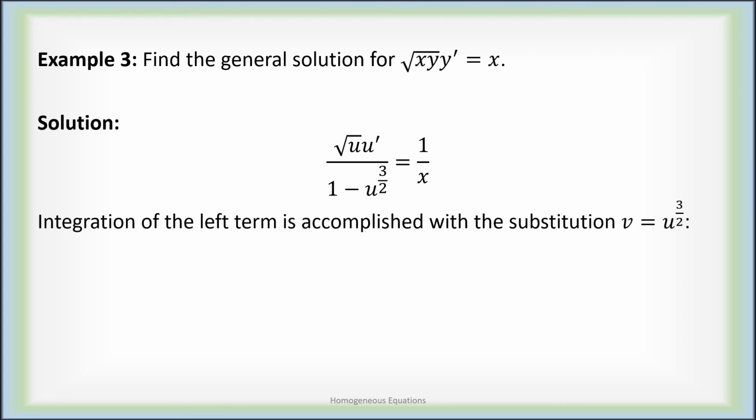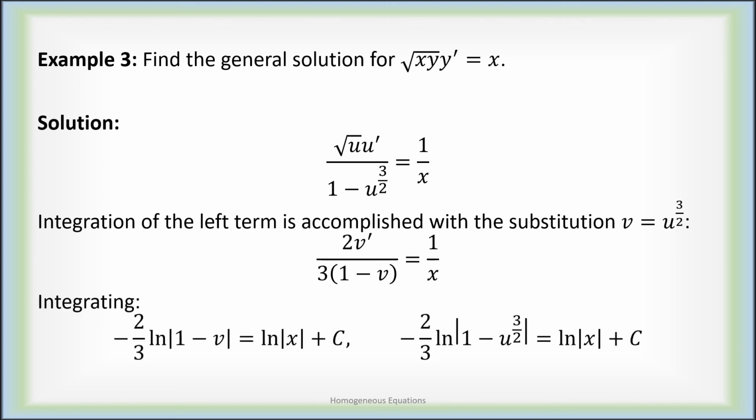The left side is easiest to do by making another substitution, in other words, another change of variables of v equals u to the 3/2. Working through that change of variables will result in 2v prime over 3 times the quantity 1 minus v is equal to 1 over x. That integrates as negative 2/3 times the log of 1 minus v equals log x plus c. Converting back into our variable u gives us this expression in the bottom right.